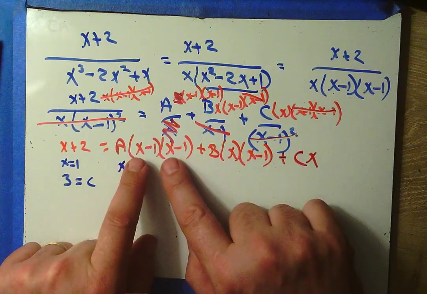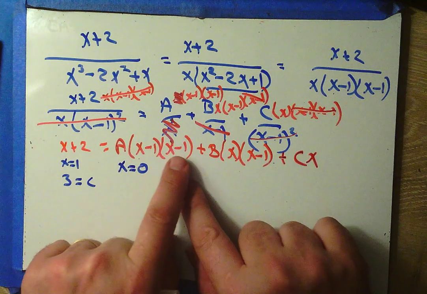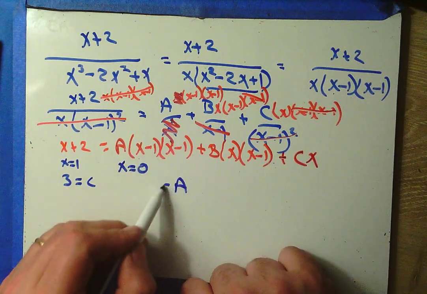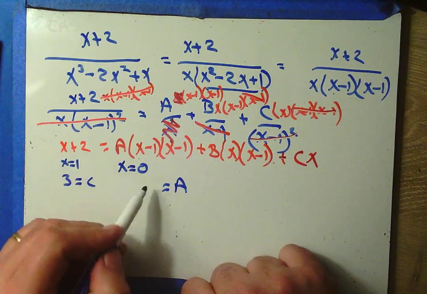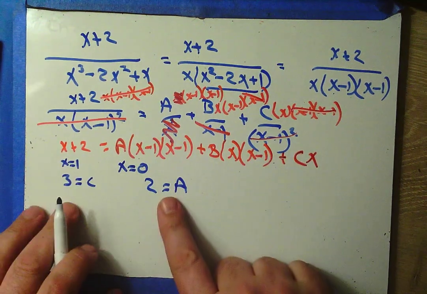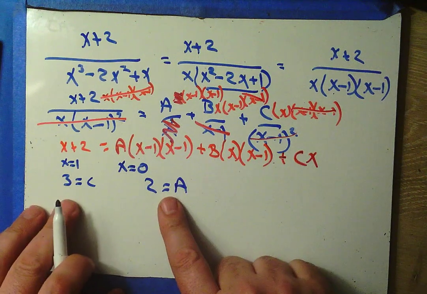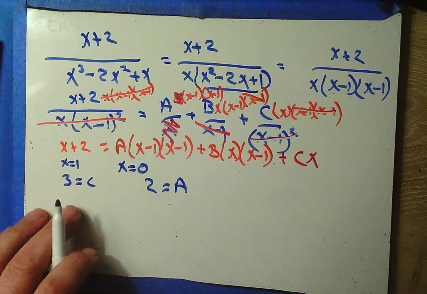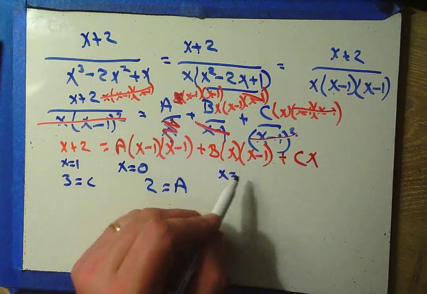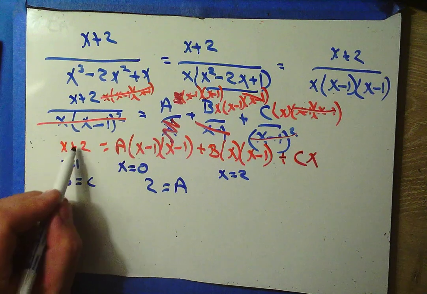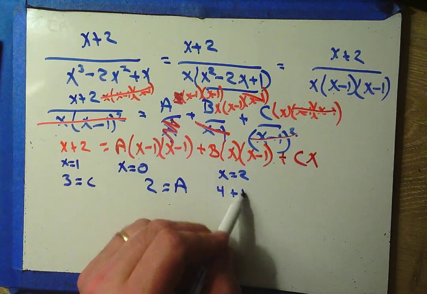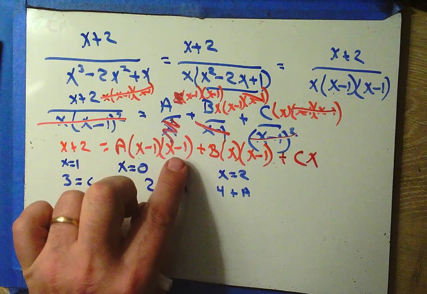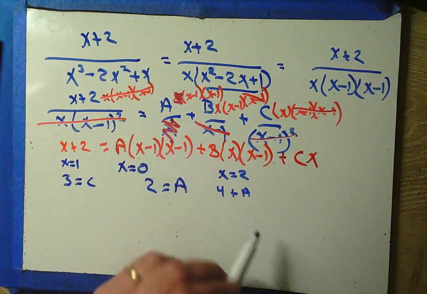If I plug in zeros here, I'm going to have 0 minus 1, 0 minus 1. Negative 1 times negative 1 is positive 1a. And over here, 0 plus 2 is 2. So I've already got 2 of my 3 coefficients. I've got a, I've got c, but I've run out of magic numbers, so I'm going to have to use a not-so-magic number. I'm going to use x equals 2. So 2 plus 2 is 4, plus a. 2 minus 1 is 1. 2 minus 1 is 1. 1 times 1 is 1.